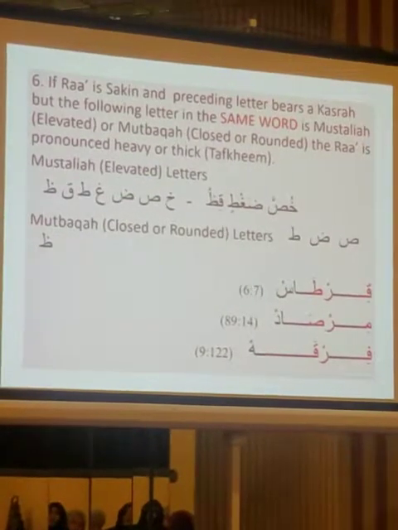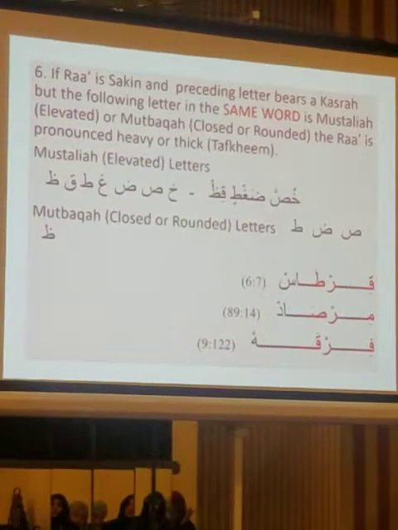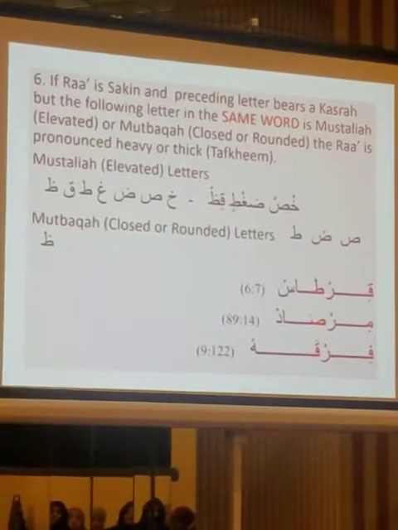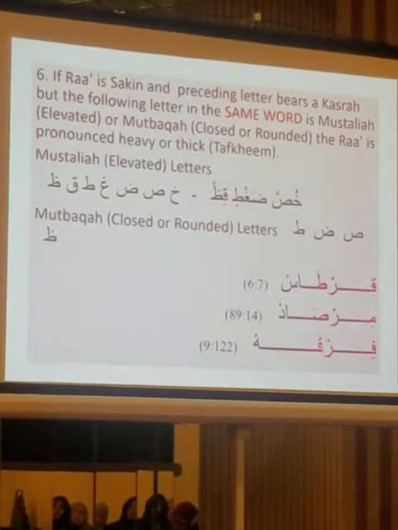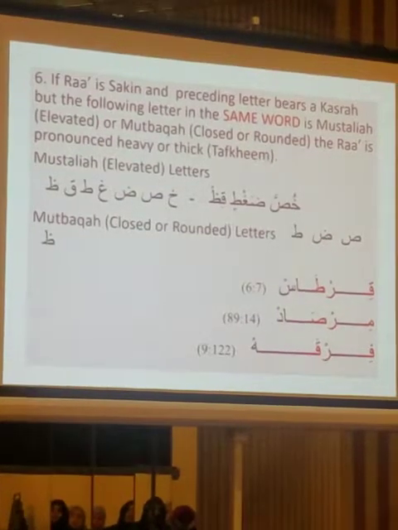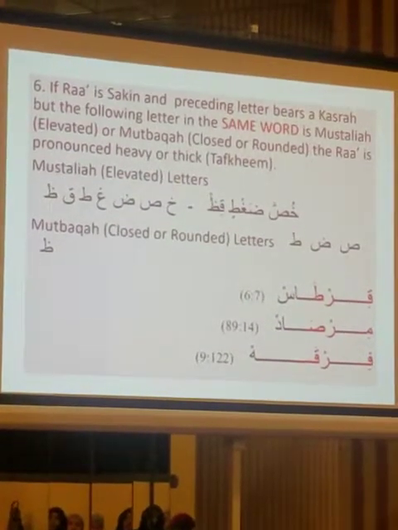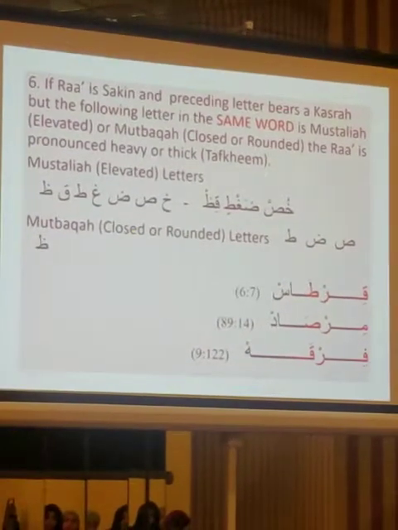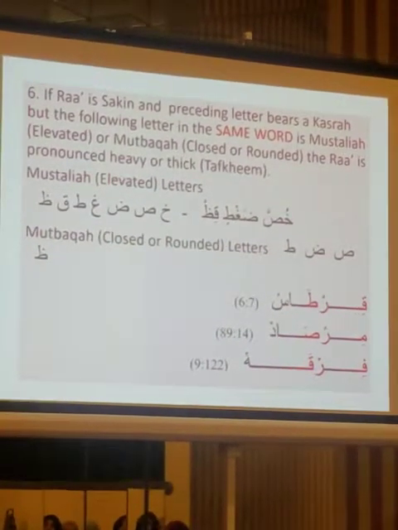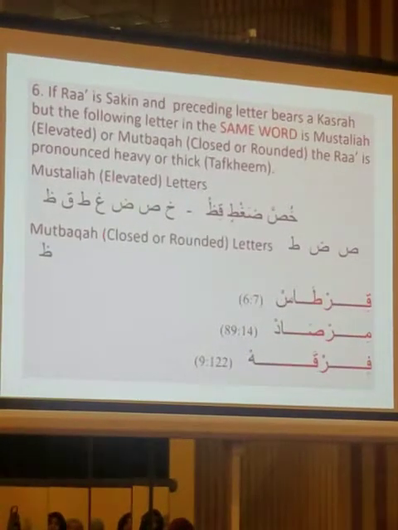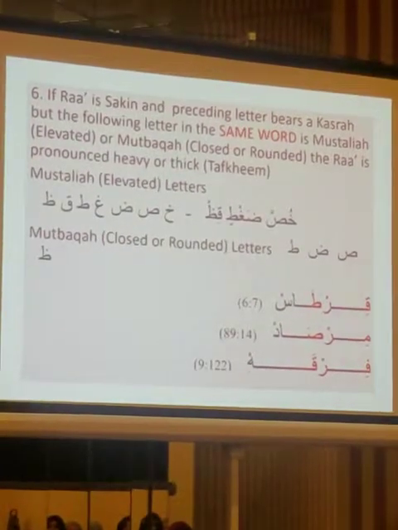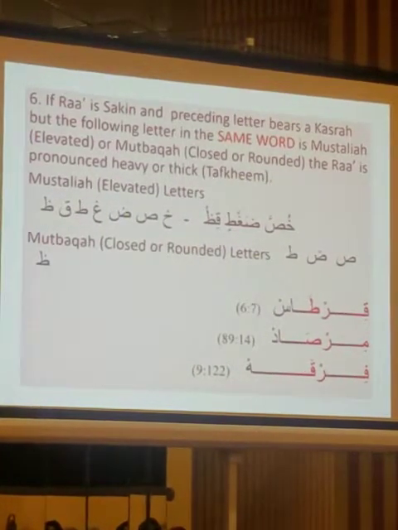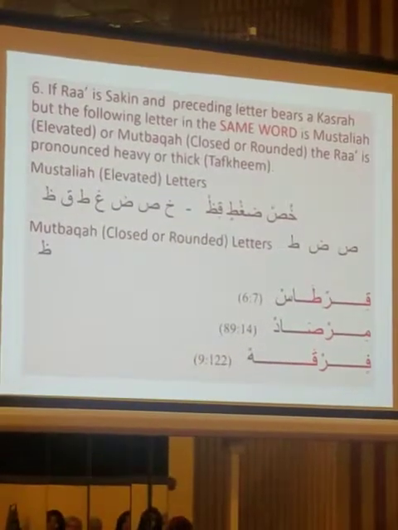Same idea from here and here as well. This letter here has a kasra, so therefore it could have been recited thin, but just because of the qaf that's coming right after it, this ra sound is transformed, it is changed, it is manipulated, it's deviated from the norm, and therefore you will be reciting it thick, just because of the impact of this letter here. Does that make sense?